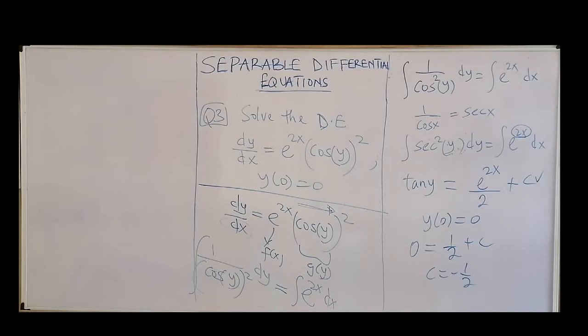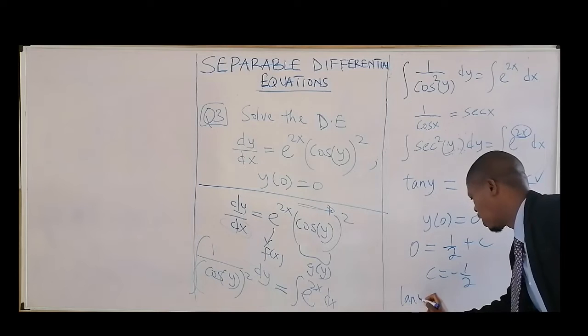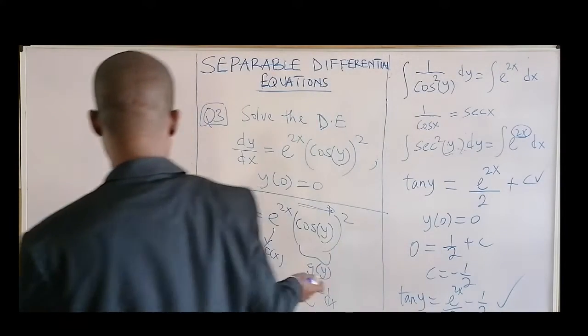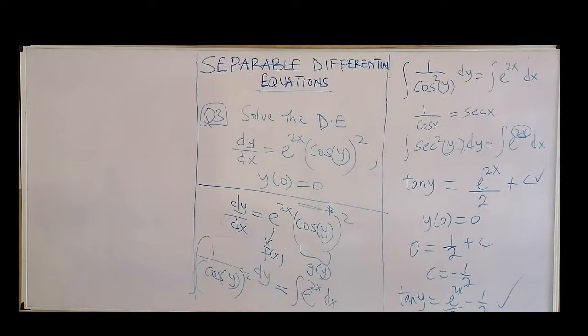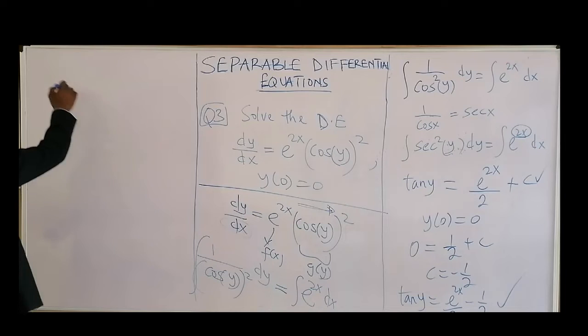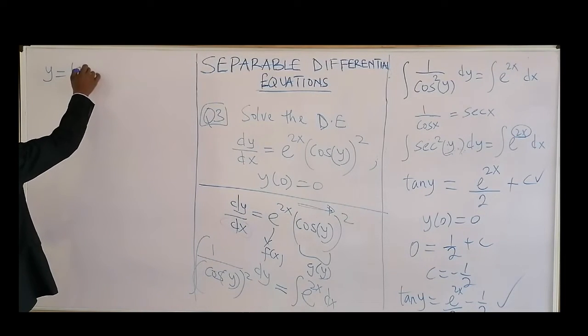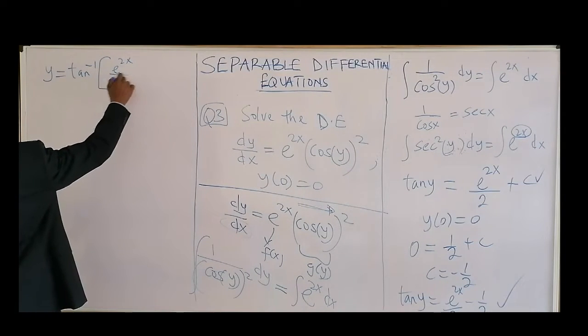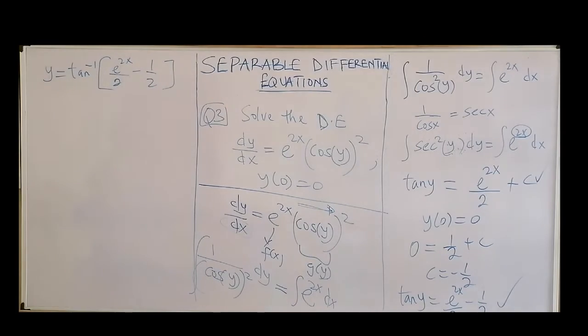The next thing to do is come back here. That will be equal to tan y equal to e^(2x) over 2, minus 1 over 2. So that's done. If you want to find y, we can just take the arctan of both sides. When you take arctan of tan, that will give you y. So we have y equal to arctan of (e^(2x) over 2 minus 1 over 2). So that finished the work, and that's that.